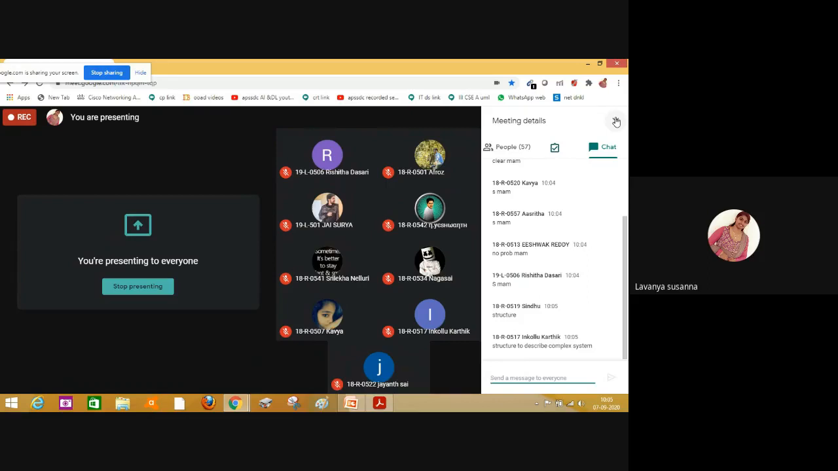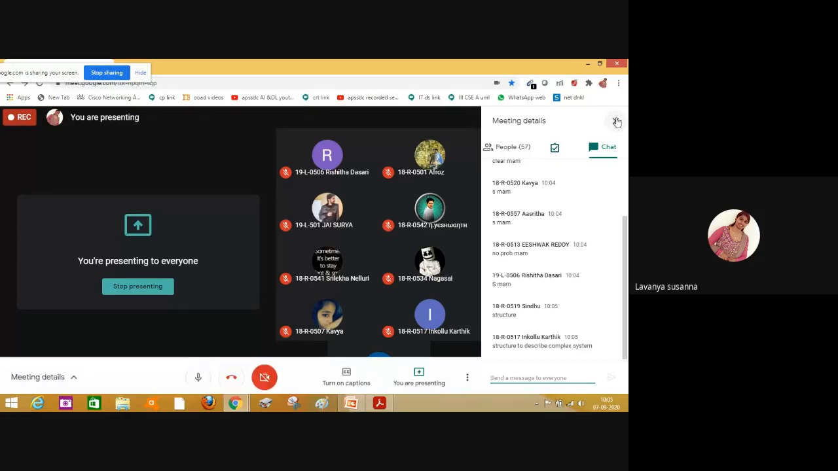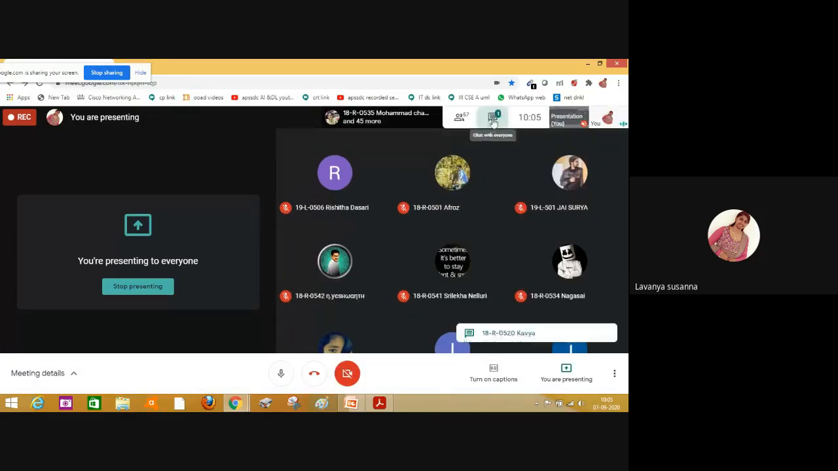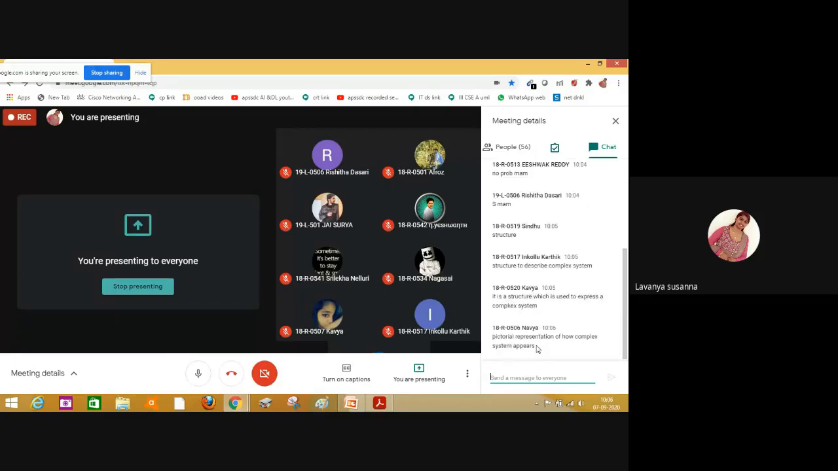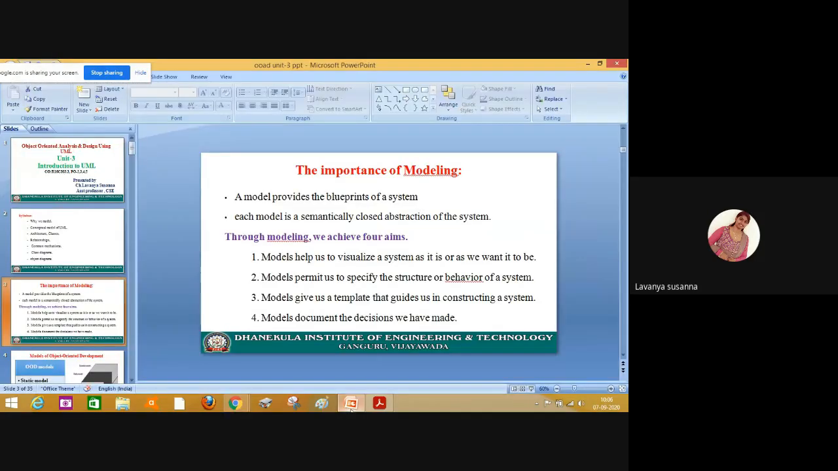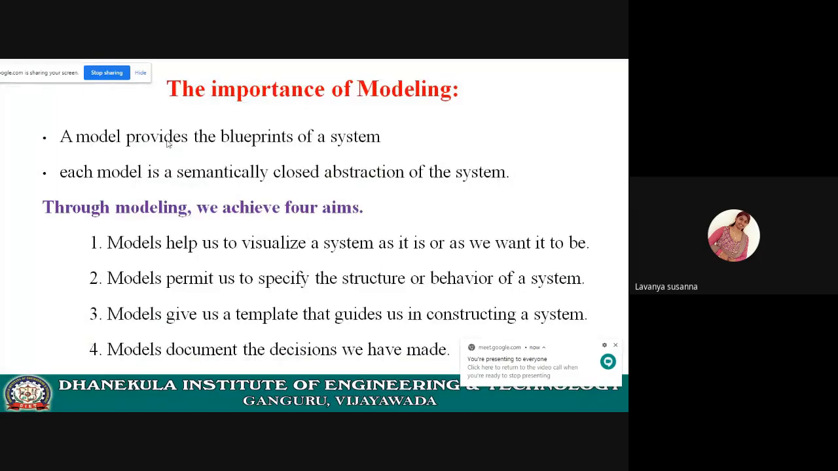A structure to describe. Yes, very good. It is a structure which is used to express the complex system. Very good, Karthik. Structure to describe complex system. Very good, Kavya. Navya: pictorial representation of how a complex system appears. Very good. Yes, a model is a structure which is used to describe the complex system.